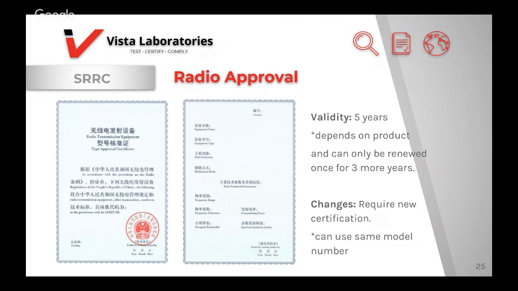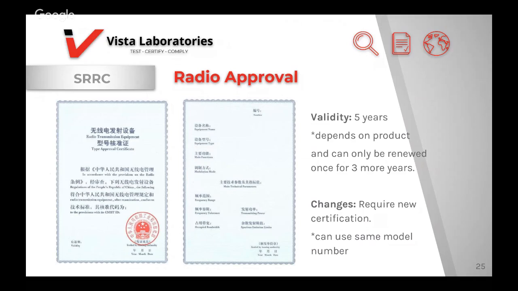So if your original certificate is valid for 5 years, again, I said it's product specific, you can renew for another 3 years for a total of 8 years. And after that, you'll have to recertify your product as new. And the renewal application should be submitted within 30 days before expiration. So based on the radio law, it states that the term of the radio frequency license shall not exceed 10 years.